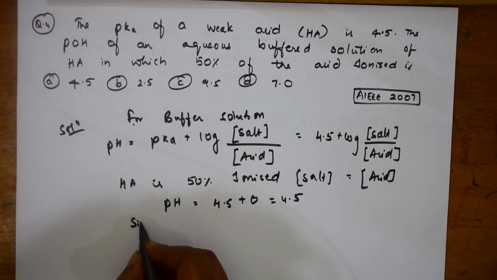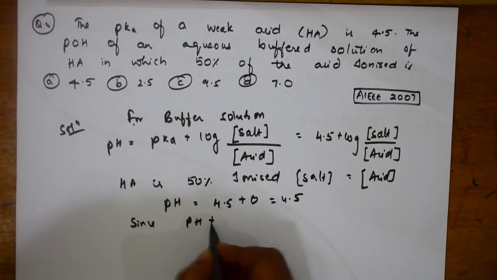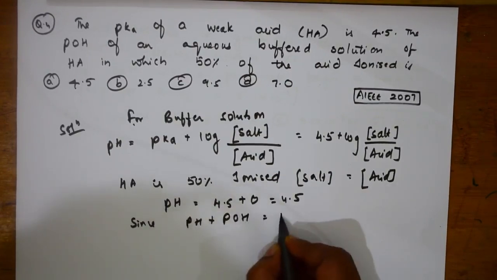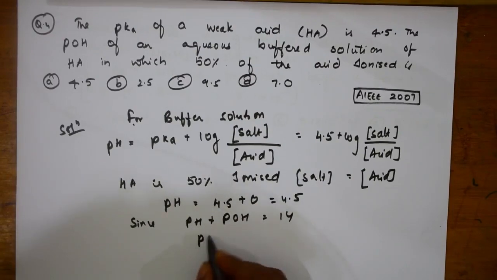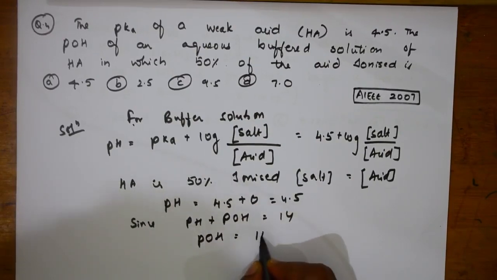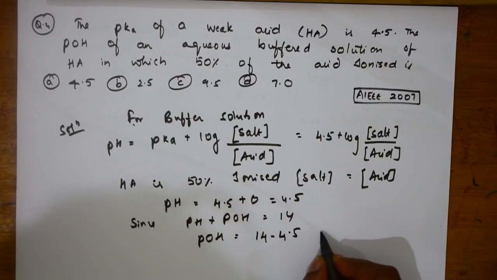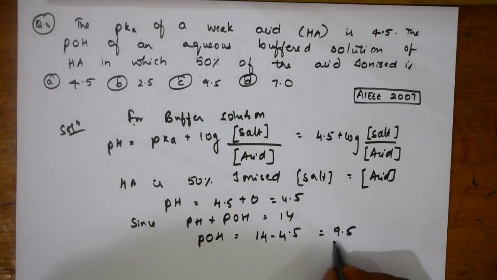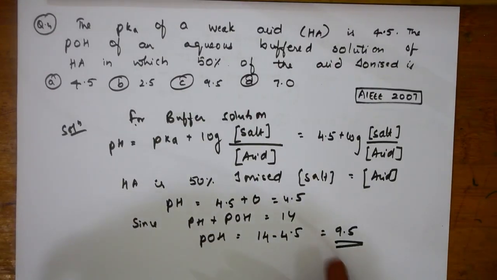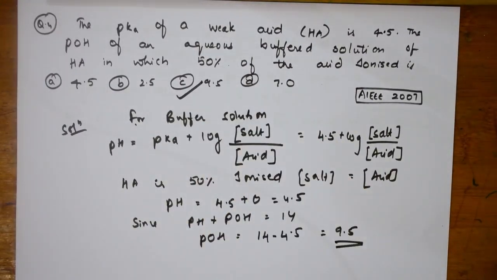Now, we very well know that pH plus pOH is equal to 14. So pOH is equal to 14 minus 4.5, which is equal to 9.5. That's it. So the answer is 9.5. The correct option is this.